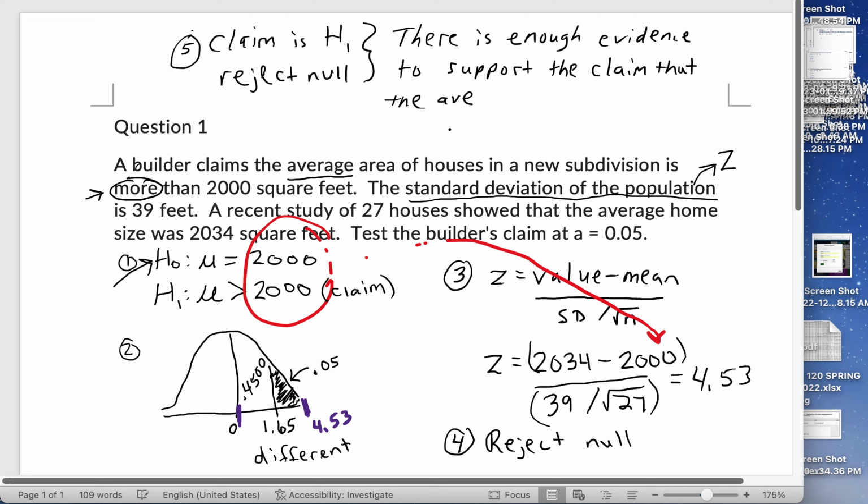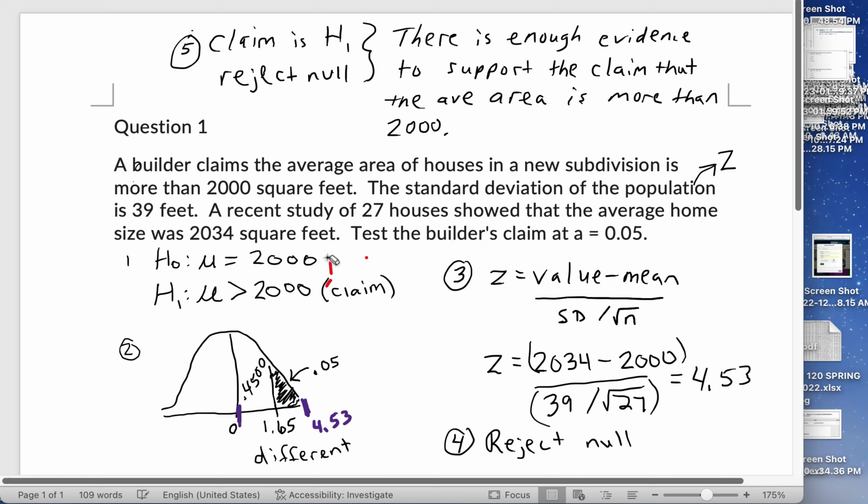and you can abbreviate here as much as you want to. So we're talking about the average area of houses in a new subdivision. I'm not going to write all that down. I'm just going to write average area is more than 2,000. I'm not even going to write the square feet. So you want something along those lines for your conclusion. And again, the beginning of that conclusion should be identical to what I just wrote. All right, so that completes that first problem.